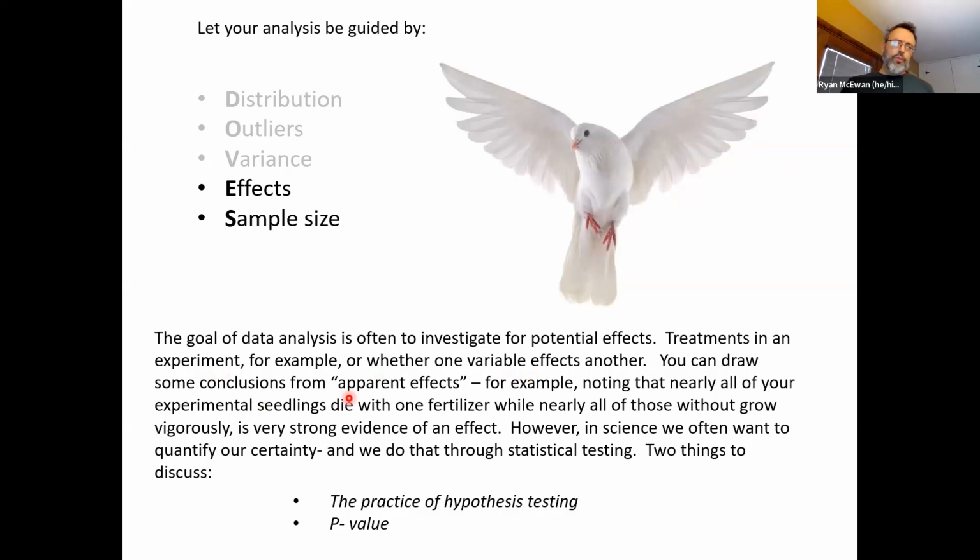You can draw some conclusions from apparent effects, for example, noting that nearly all of your experimental seedlings die with one fertilizer, while nearly all of the others grow vigorously, is strong evidence of effects. So if I give all these seedlings this fertilizer and they die, and everybody else lives, that's some strong evidence. We often want to also quantify our certainty, and this is what we do through statistical testing.